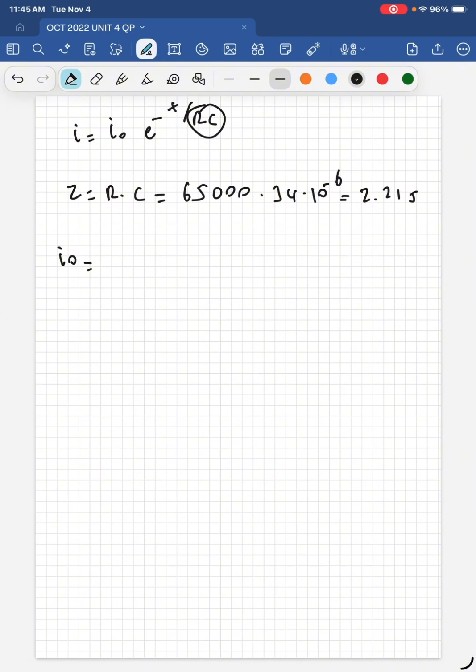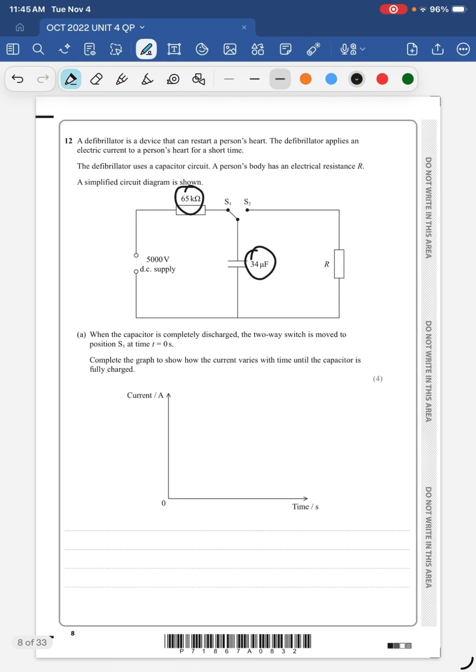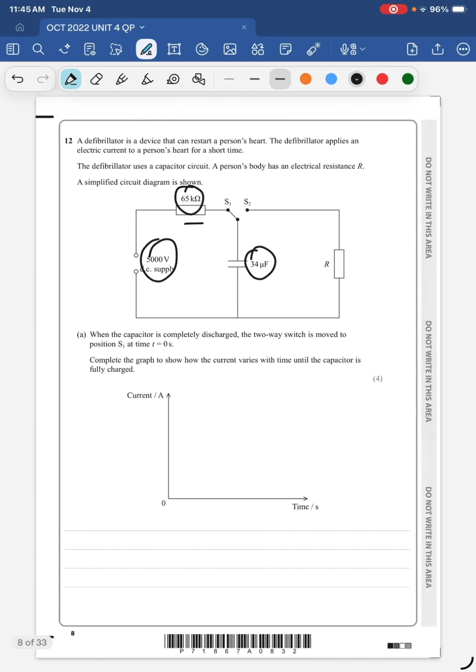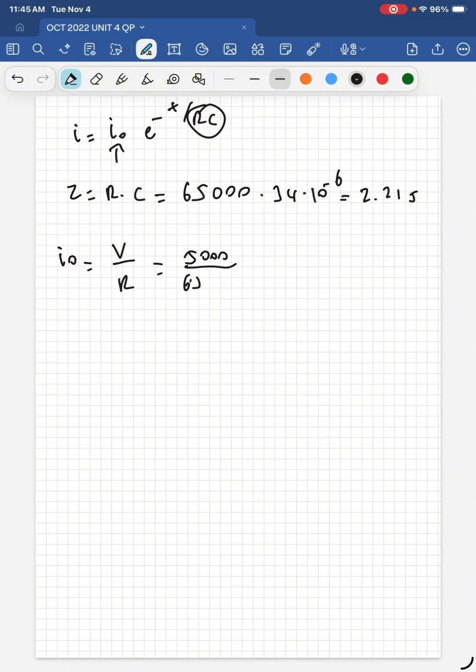I naught can simply be found by dividing the voltage by the resistance, right? So V over R, 5,000 volts, it is stated there, over 65,000 ohms gives us 0.076 amps, or 76.92 milliamps.